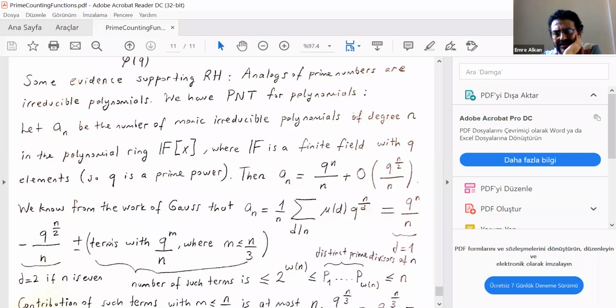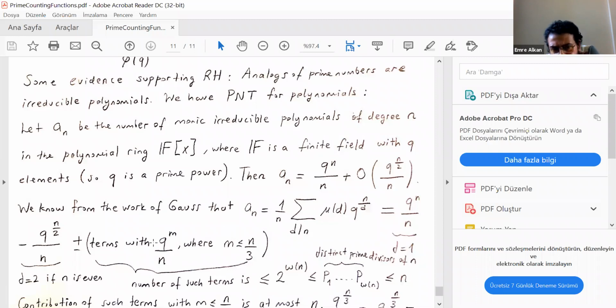Well, you can see easily, the number of such terms is less than or equal to 2 to the number of distinct prime divisors of n. But that's definitely, since each of these primes is greater than or equal to 2, that's just less than or equal to this product. But then that's less than or equal to just n, right? Because these are just distinct prime divisors of n. So then the number of such terms here is definitely at most n.